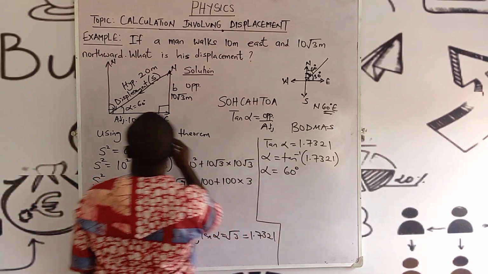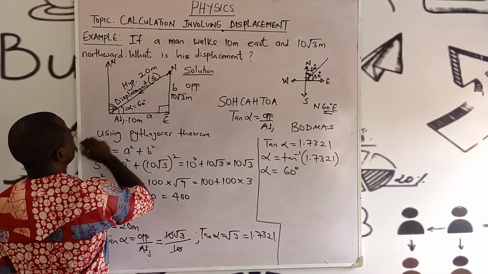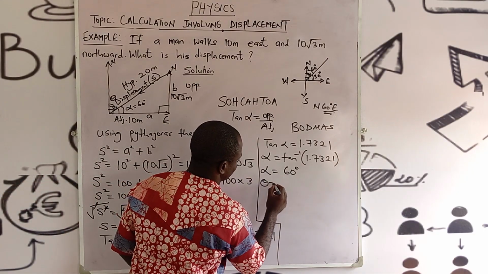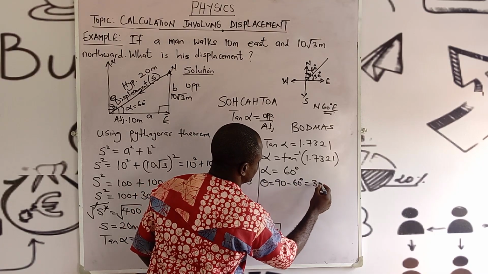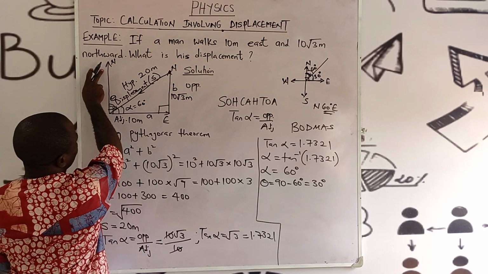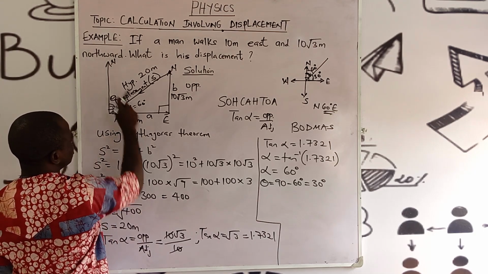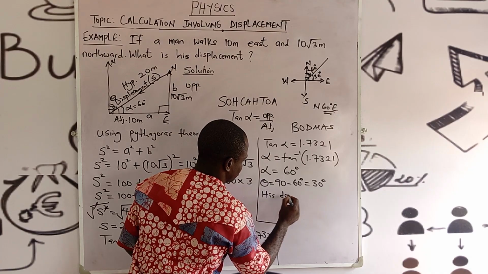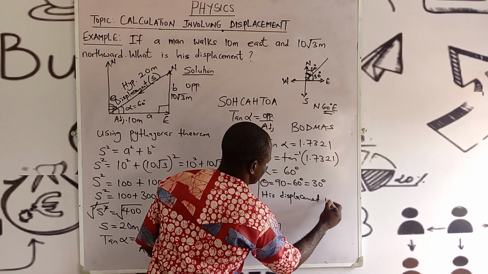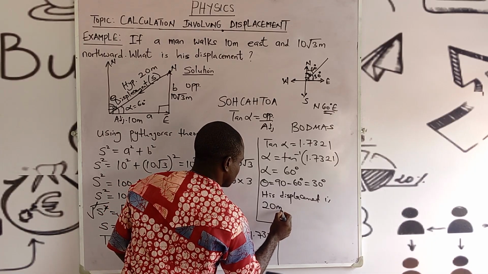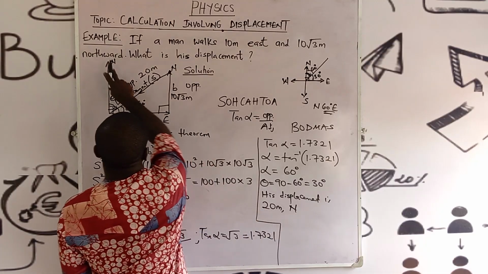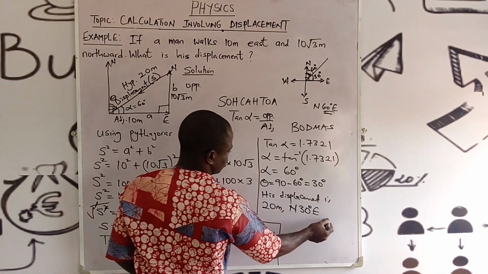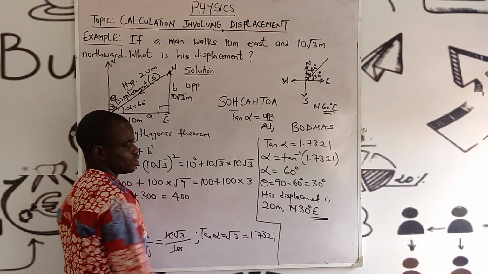Let's call the total theta. The total is 90. Now this side we are looking for is theta. The theta, which is the direction, equals 90 minus 60 degrees, which is 30 degrees. Now when you are telling us the direction, you say north 30 degrees east. The displacement is 20 meters, north first before east, north 30 degrees east. That is the displacement. Direction must follow the displacement.